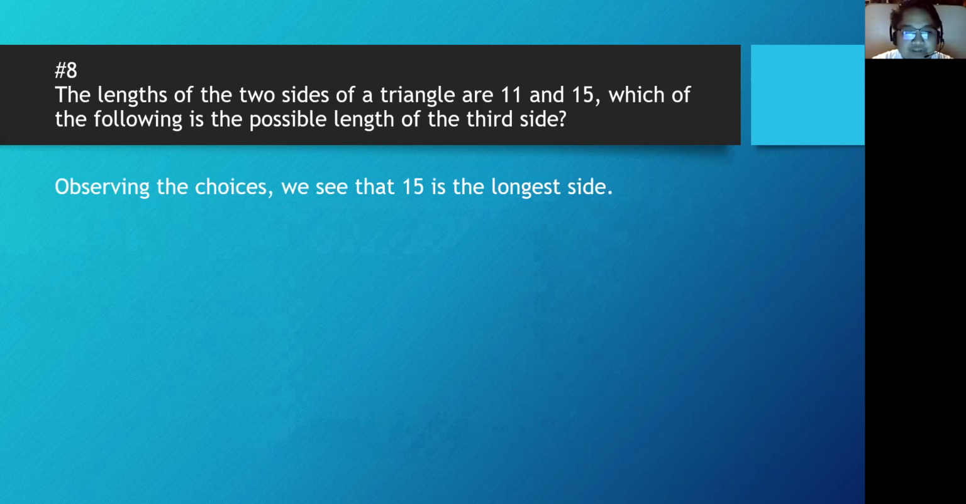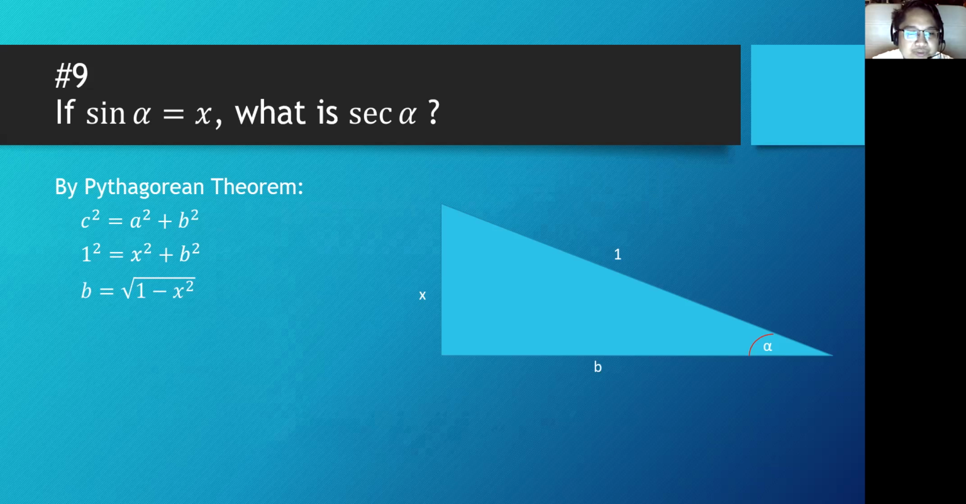So by the Pythagorean theorem on the obtained figure, c squared equals a squared plus b squared. Substituting the values from our figure, 1 squared equals x squared plus b squared, we can get the value of b, or the adjacent side, which is the square root of 1 minus x squared. So knowing that secant alpha is the hypotenuse over adjacent, from the figure we get 1 over the square root of 1 minus x squared.